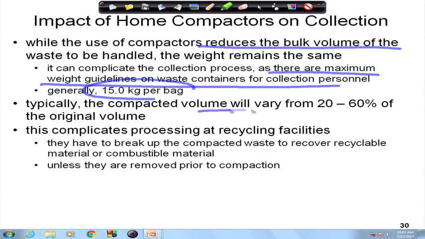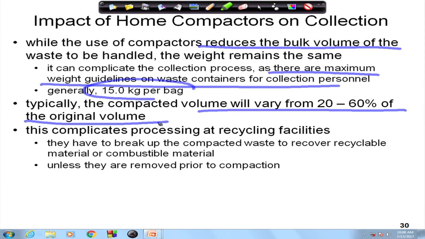And typically the compacted volume will vary around 20 to 60%. That also depends on the type of waste. Now, since you have compacted it and you are bringing it to a recycling facility, paper, plastic, textile, everything is compacted together. Now at the recycling plant, you have to start uncompacting it, because you have to separate all these different materials. Paper has to be separated, plastic has to be separated, textile has to be separated, because each one is recycled separately. If you are sending it to a dump or to a waste to energy plant, that's a different matter. But if you are sending it to a recycling facility, it will complicate the process. First you compact it, and that way you will save some transportation cost for sure, but then there will be additional cost for uncompacting the same material at the recycling facility.